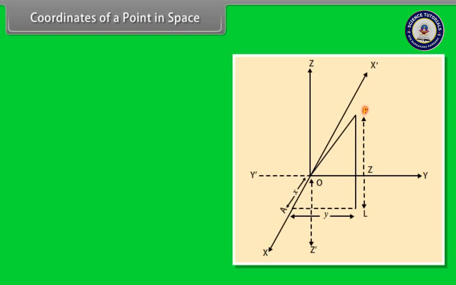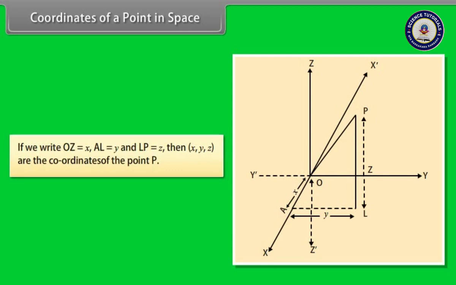Coordinates of a point in space. Let P be any point in space. Through P, draw perpendicular PL on the xy plane meeting this plane at L. Through L, draw a line LA parallel to OY cutting OX in A. If we write OA is equal to X, AL is equal to Y, and LP is equal to Z, then X, Y, Z are the coordinates of the point P.